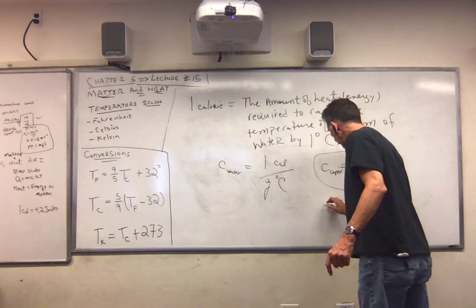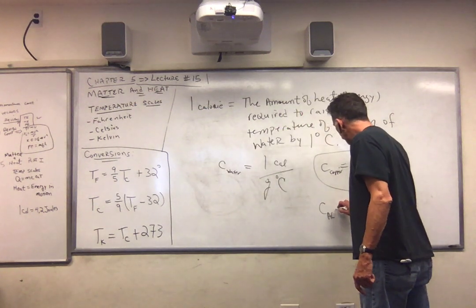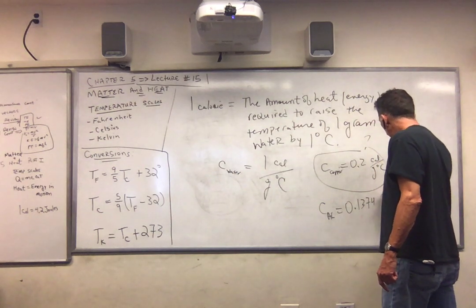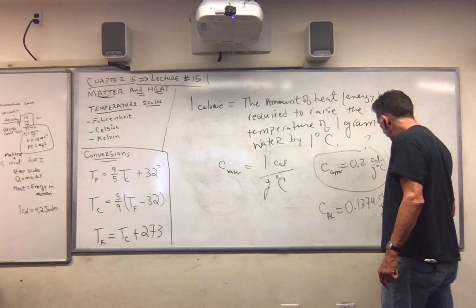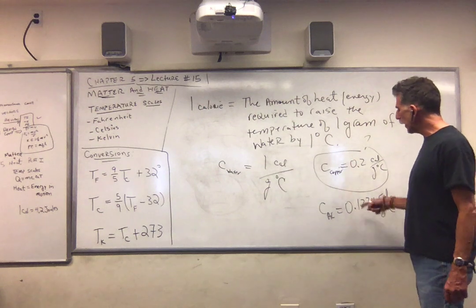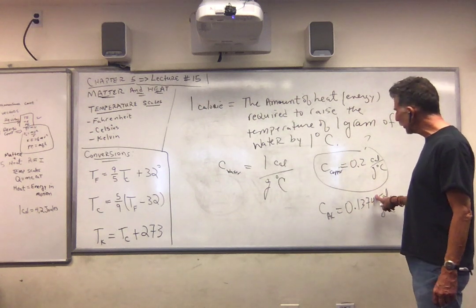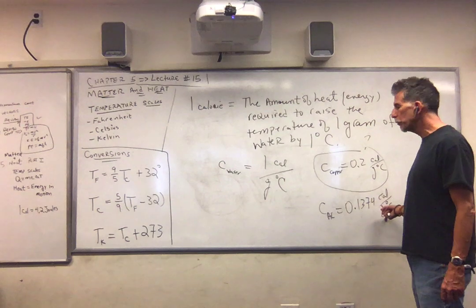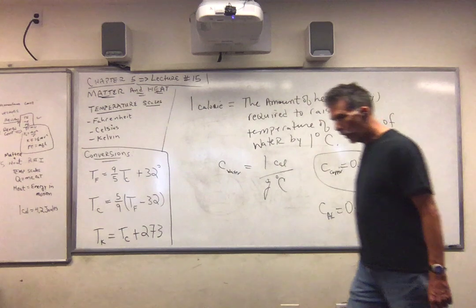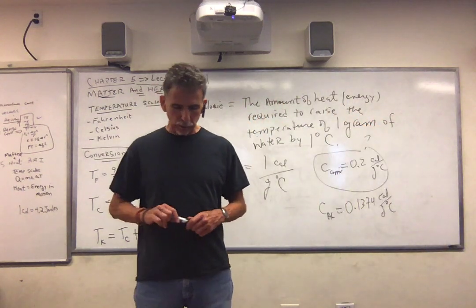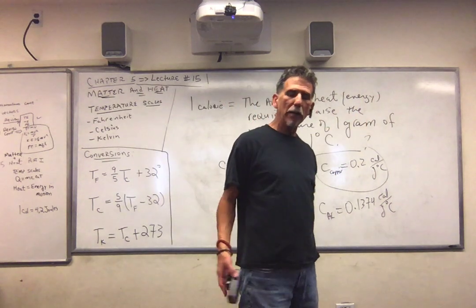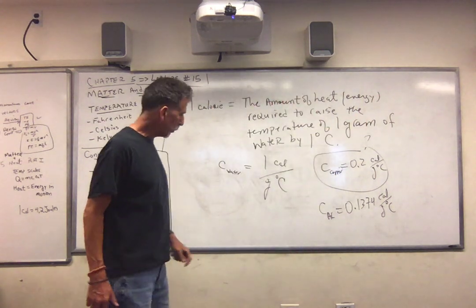What about aluminum? Again, I'm making this up. The specific heat capacity for aluminum is going to be 0.1374 calories per gram per degree C. Is it really? It's not really this number. I'm making it up. What does this mean? This means 0.1374 calories of heat added to 1 gram of aluminum will raise the temperature of that 1 gram of aluminum by 1 degree C. So that's what specific heat capacity means. For water, it's 1 calorie per gram per degree C. For these other elements, you have to be given it or you have to calculate it from a problem.